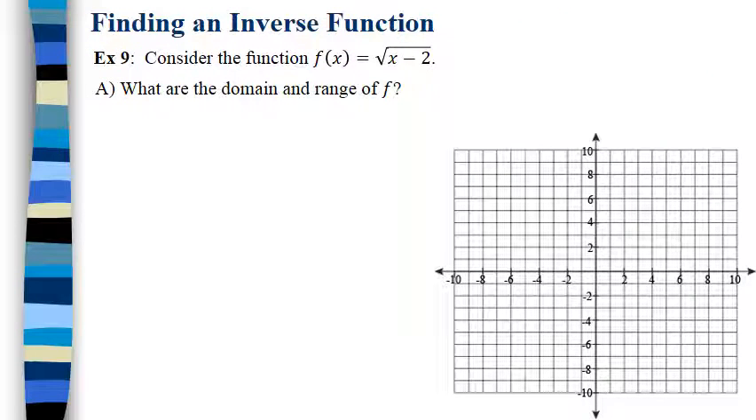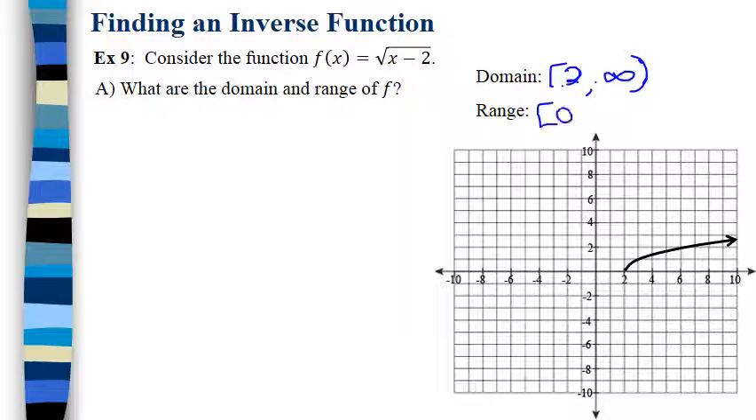Okay, so let's take a look at the function f of x equals the square root of x minus 2. What are the domain and range of f? Well, if we graph the function here, we know that it's a translation of the square root to the right 2. So we graph this, and we notice that the domain is 2 to infinity. And the range is 0 to infinity.